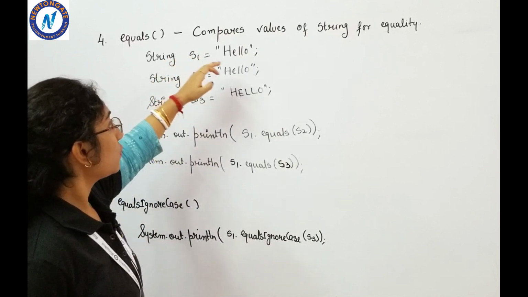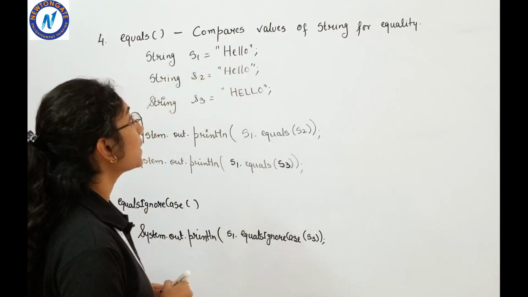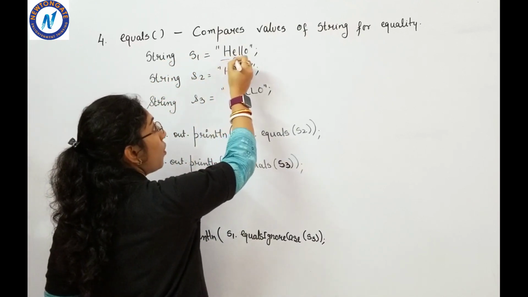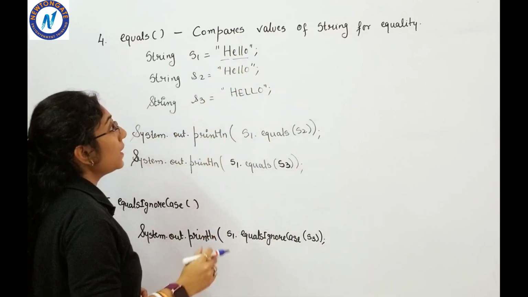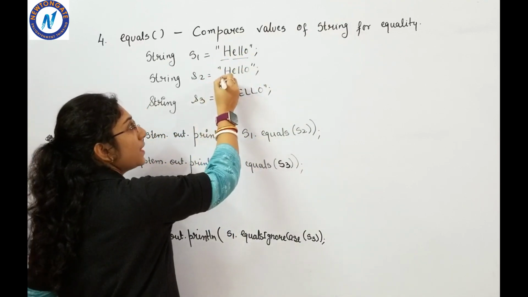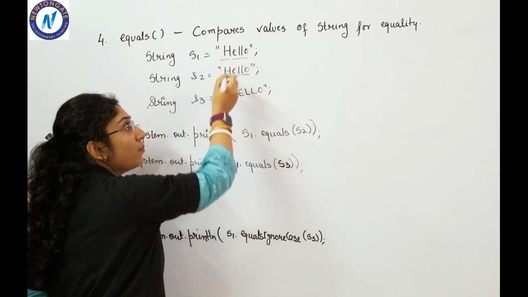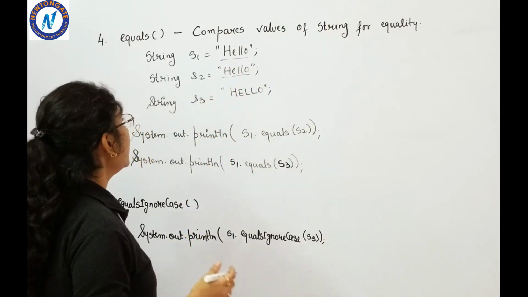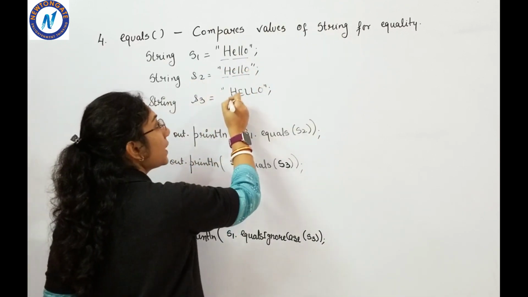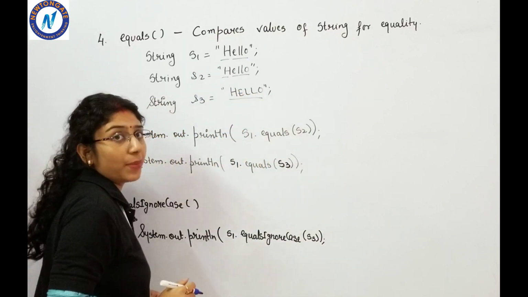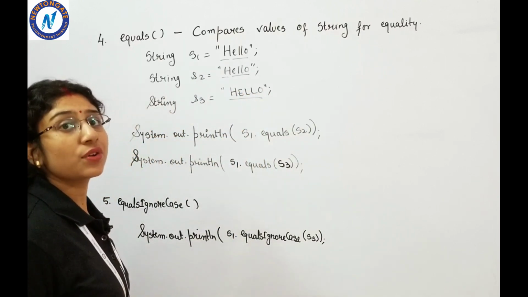In s1 I have stored hello, where H is capital and the rest of the letters are small. S2 again has the first letter capital and the rest small, and both strings are equal. In the third one, the string is the same but the case is different. It is written in uppercase. So now let's see what the output is going to be.